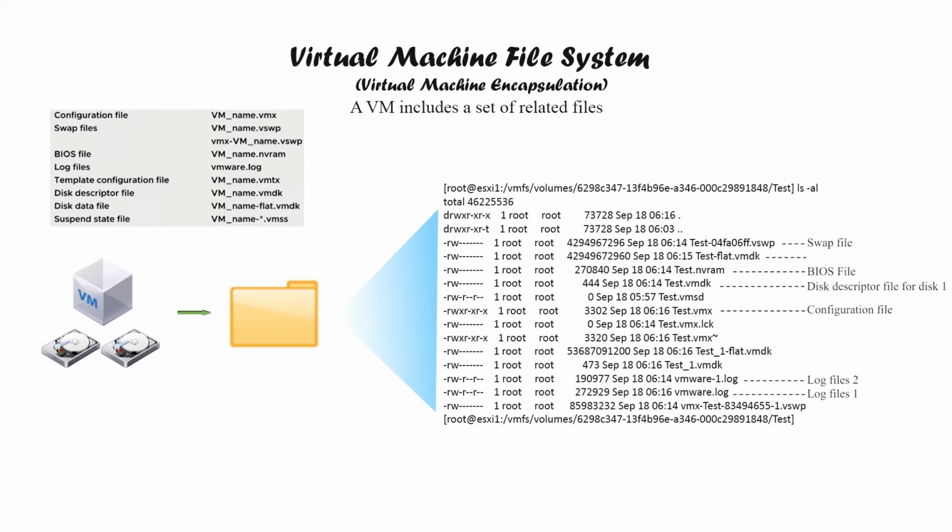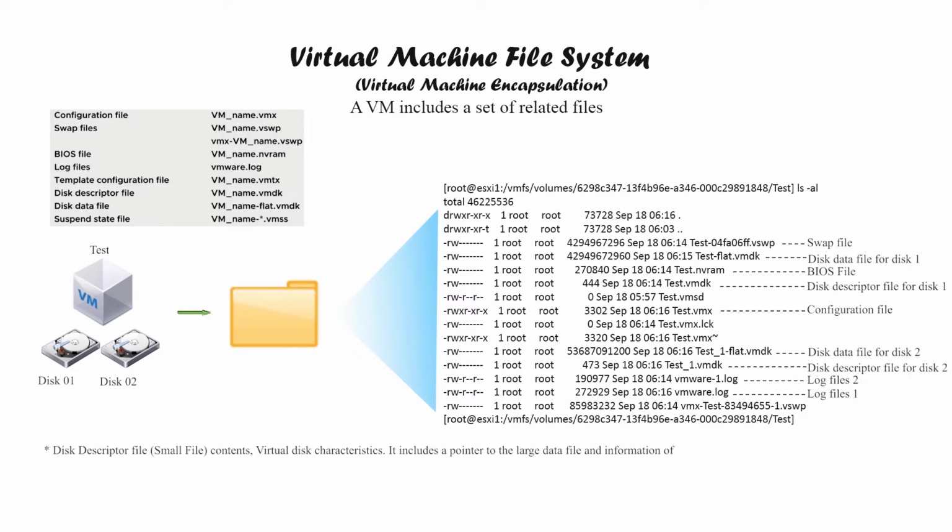The first virtual disk has the files vm_name.vmdk and vm_name-flat.vmdk. For example, if the VM called test has two virtual disks, this VM has the test.vmdk, test-flat.vmdk, test_1.vmdk, and test_1-flat.vmdk files. The disk descriptor file contains the virtual disk characteristics. It includes a pointer to the large data file and information on virtual disk drive sectors, heads, cylinders, disk adapter type, VM hardware version, etc. The disk data file contains the virtual machine data.